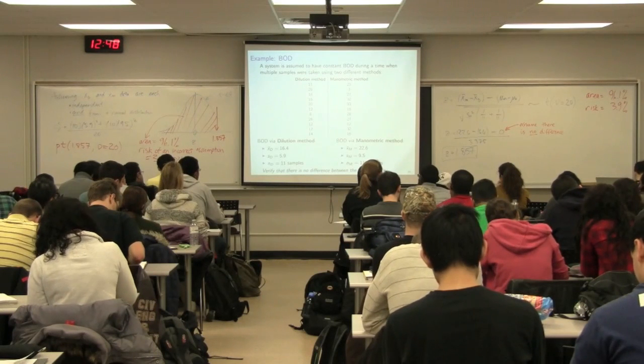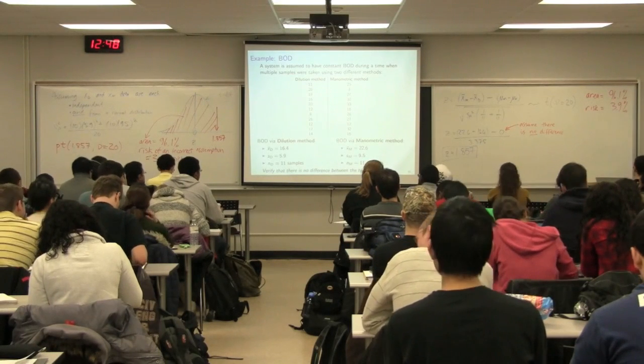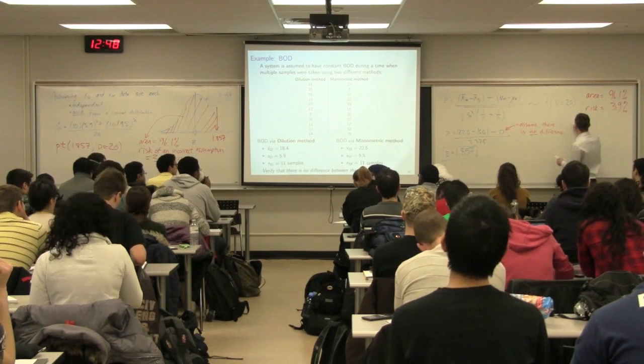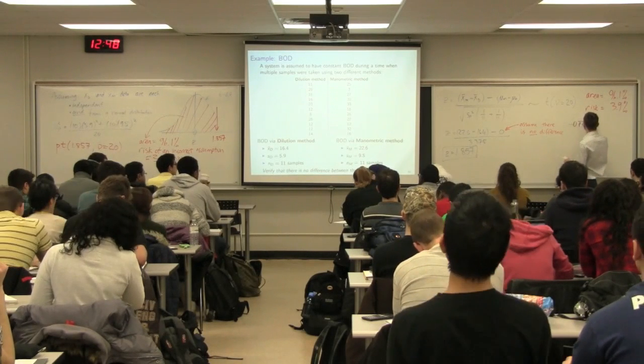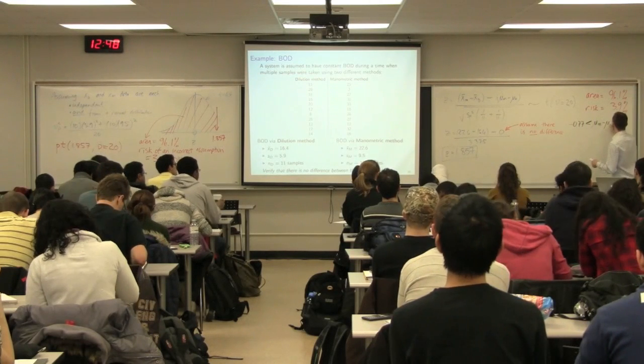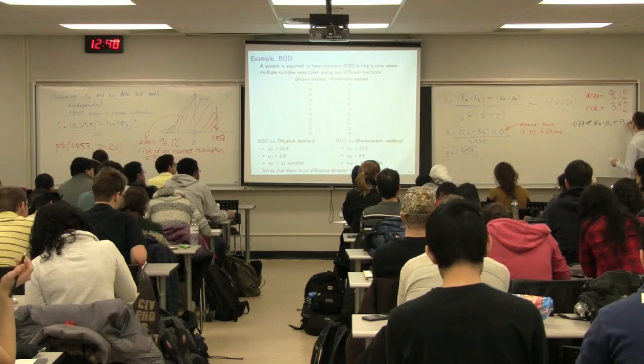So if we do that, you get a far more, in my opinion, interpretable result. So you find that minus 0.77 is your lower bound and your upper bound is 13.3.